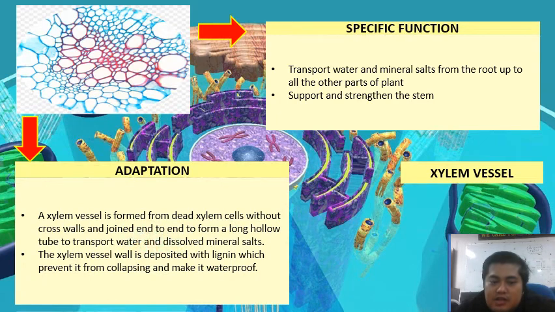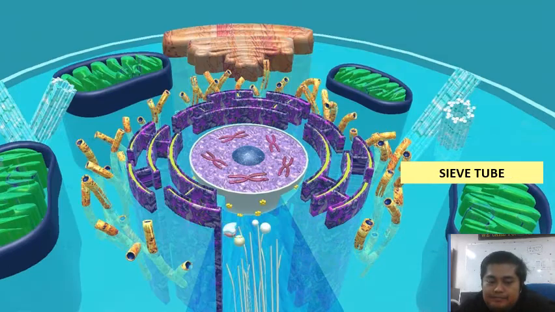Dia punya adaptation pula, the xylem vessel is formed from a dead xylem cell without cross wall and joined end to end to form a long hollow tube to transport water and dissolve mineral salt. So the xylem vessel wall is deposited with lignin, which prevents it from collapsing, and it is waterproof. So kenapa dia kena waterproof? Sebab dia nak angkut air. Kalau dia bukan waterproof, apa akan jadi? Air akan diserap keluar daripada xylem vessel ni tadi.